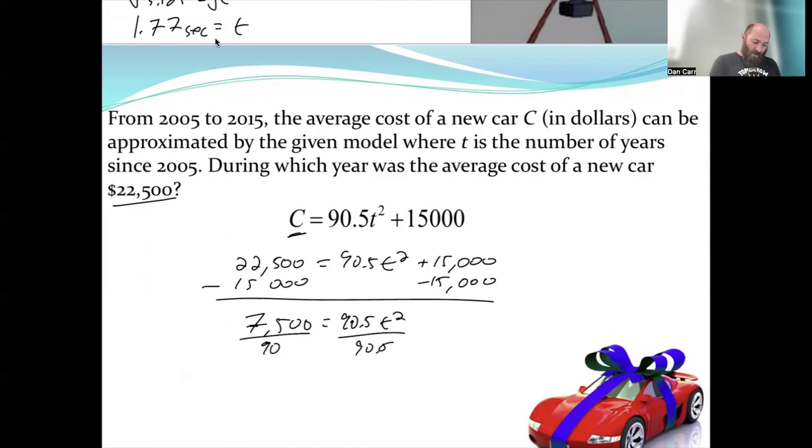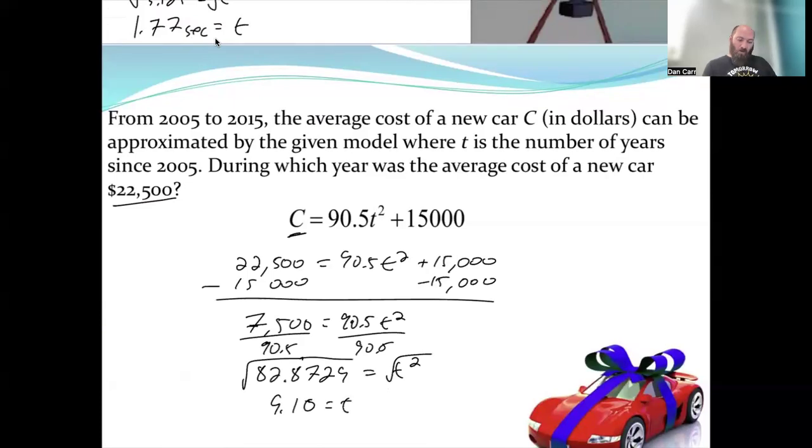And now we divide both sides by 90.5. Just put it in my calculator, sorry about that. 90.5. That comes out to 82.87. I'm going to do some more decimal places because I've got to take the square root. But 82.87 on that one equals t squared. So then I take the square root of that on both sides. That comes out to 9.10 for t. So during which year was the average cost that?